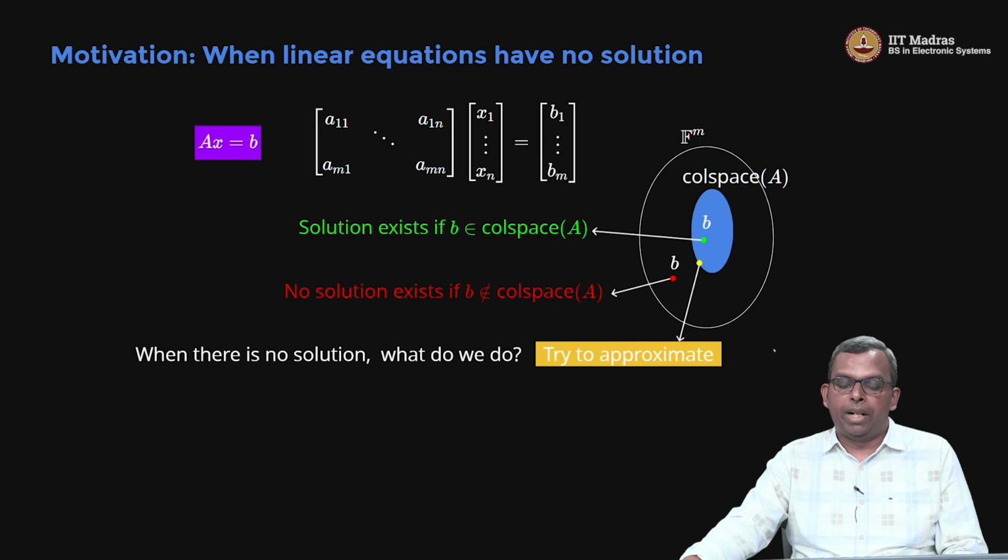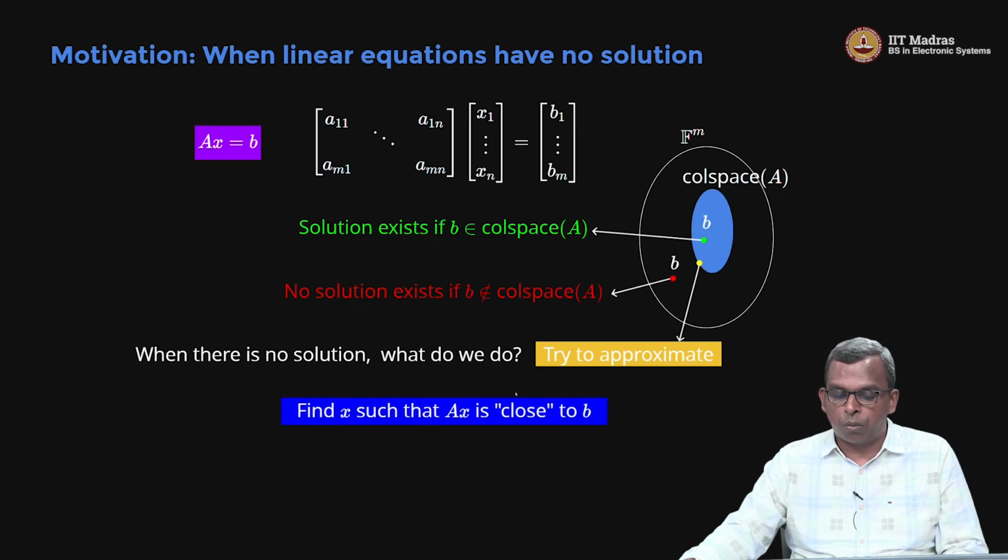We can try to approximate. Anyway, all models are approximations in reality, so maybe the solution you can approximate. How do you approximate? I have shown some blue thing here as maybe something that is close to B. Can we find an x for which Ax is not equal to B, but is close to B? B is outside, so no Ax will ever be equal to B, but can we find an x such that Ax is very close to B, the closest among all the possibilities? Do such things exist? How do we define them? How do we make sense of them? That's where this notion of least squares comes in.